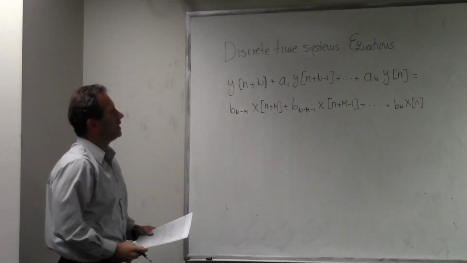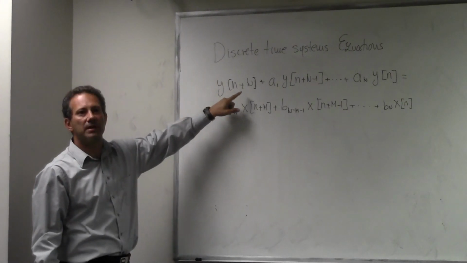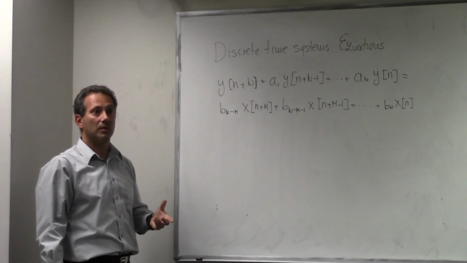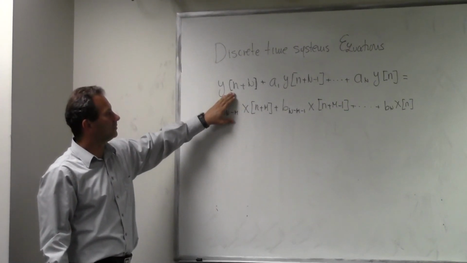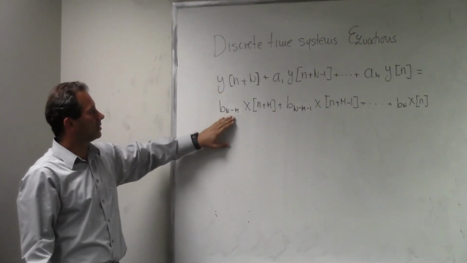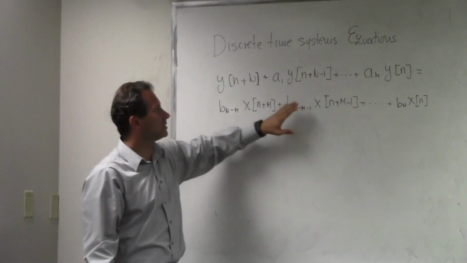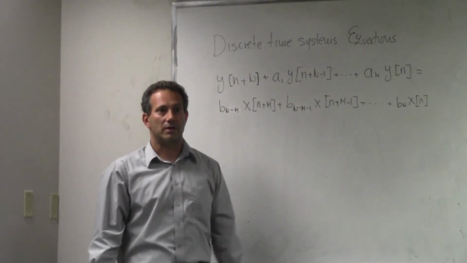So what are we saying here? If we put ourselves at the time n plus n, that we can call a current sample of the output, then you can see that the current sample of the output is a linear combination of past m samples of the input and past n minus 1 samples of the output in the general case.